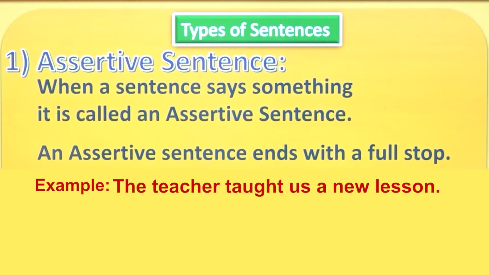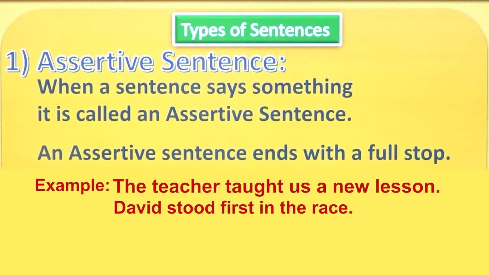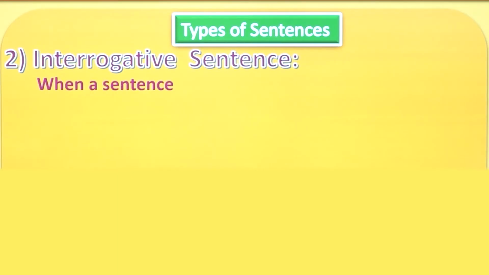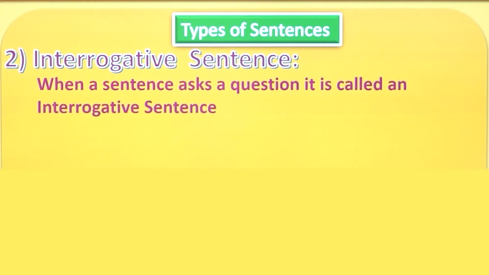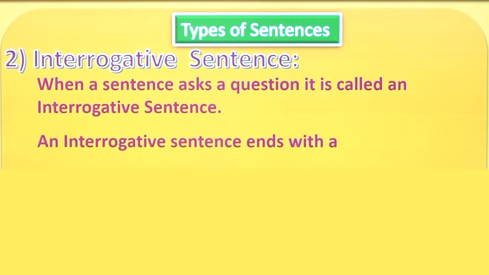Now the second example is, David stood first in the race. David is the first word of this sentence, and that's why D is in capital, and this sentence is also ending with a full stop. So I hope you learned the assertive sentences and the statements. Now the next kind of sentences are interrogative sentences. Whenever a sentence asks a question, it is called an interrogative sentence. An interrogative sentence always ends with a question mark.